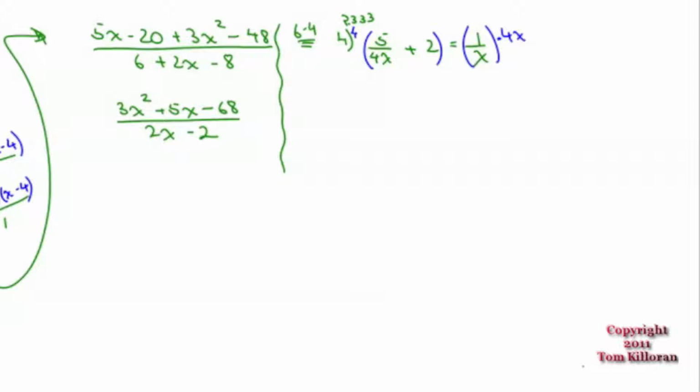Where to stick it here? And then distribute it. What happens when I multiply 4x times 5 over 4x? You just get 5. What happens when I multiply 4x times positive 2? Plus 8x. And over here, x goes into x once, and you're left with 4.